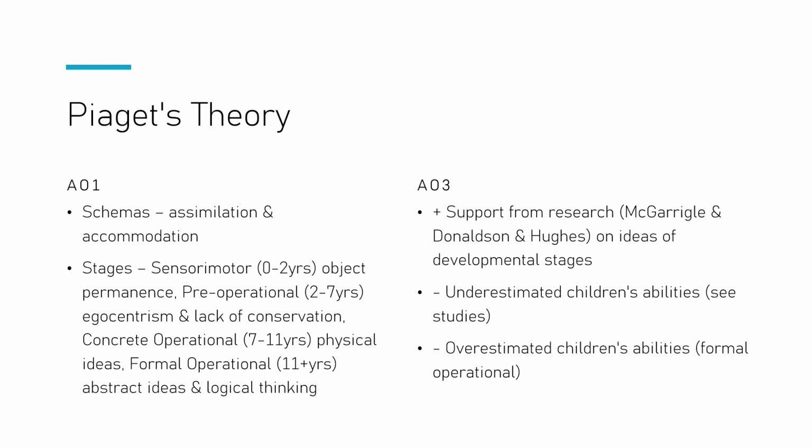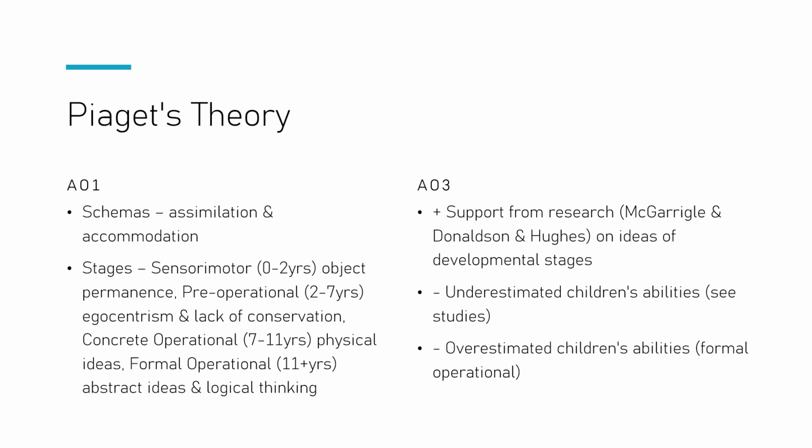That's the McGarrigle and Donaldson and the Hughes study. Talk about that in a moment, but that's what they tested. So egocentrism, seeing things from other people's point of view, and conservation. So conservation of number, that was the counters task, or conservation of volume, that was the flasks task. So children can't do that at the start of the pre-operational stage. They develop to become less egocentric and understand conservation through that stage.